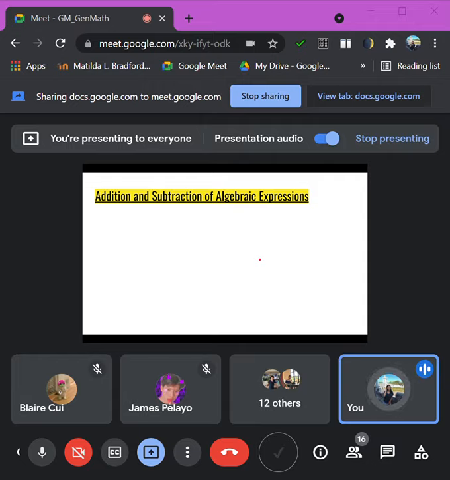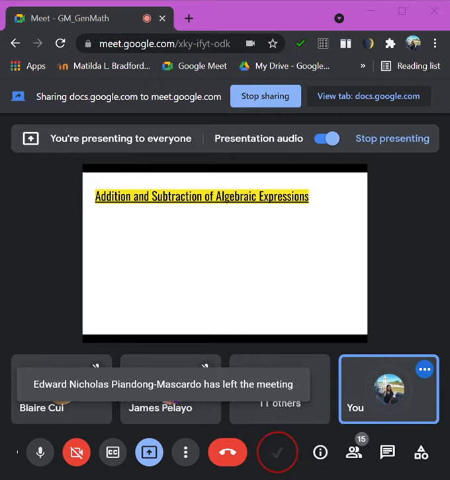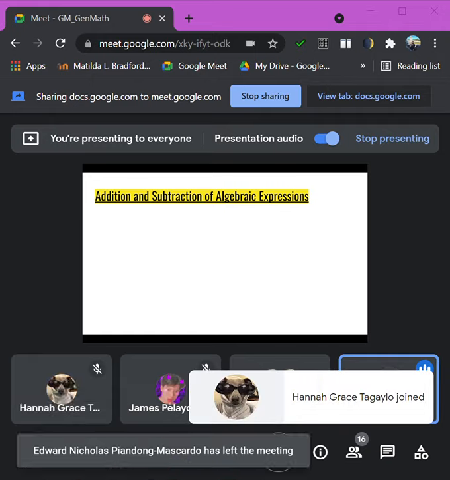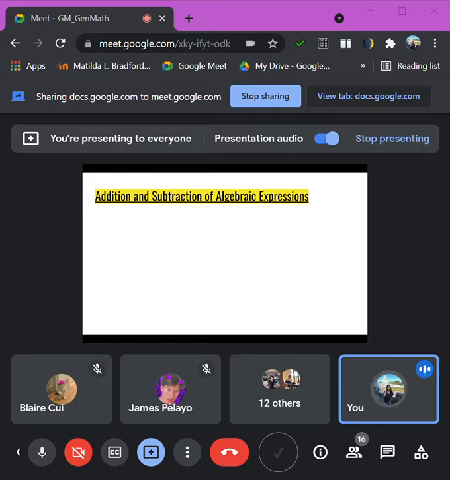What are algebraic expressions, class? When we say algebraic expressions, these are expressions that have coefficients and also variables. These algebraic expressions could be polynomials, could be quadratic, could be linear, and so on.